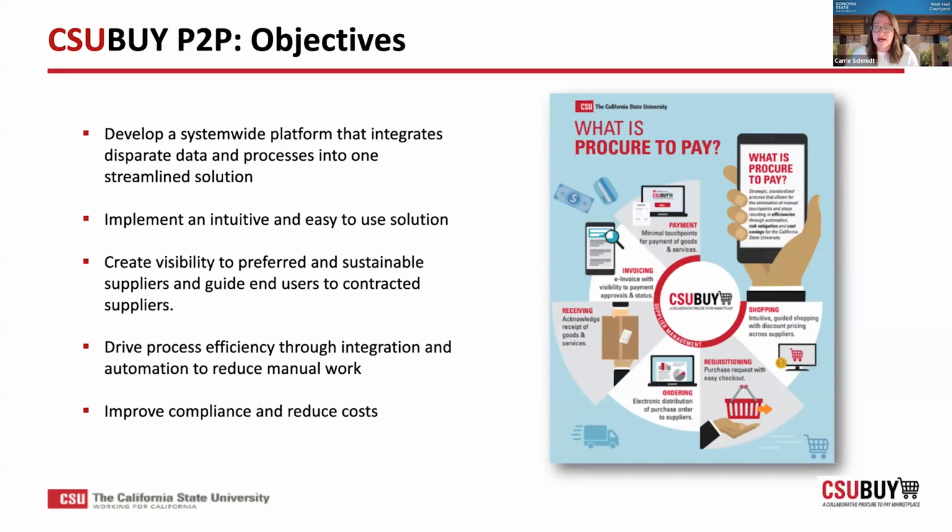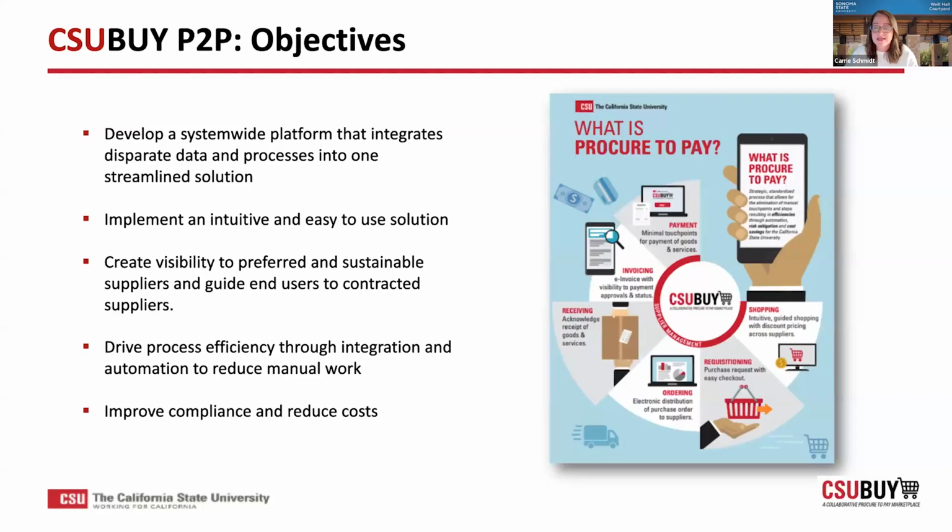This graphic on this slide visually represents the entire procure-to-pay lifecycle and the key functions that P2P supports. Starting with shopping for goods and services, users can engage in purchasing with access to preferred, contracted, and sustainable suppliers. This flows into requisitioning, ordering, and receiving, all of which are handled in a centralized environment with fewer manual steps. The process concludes with invoicing and payment, emphasizing automation, minimal touch points, and visibility throughout.